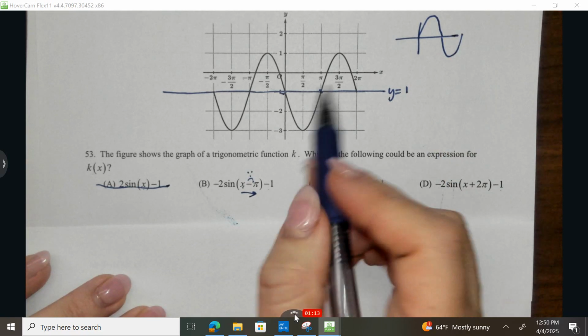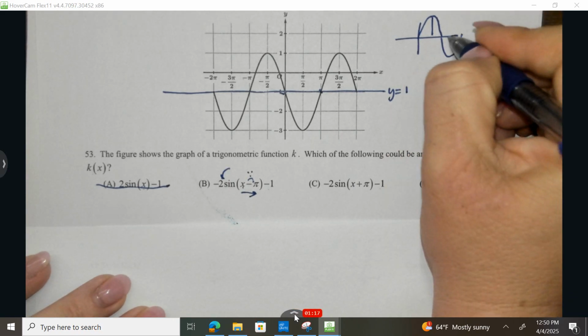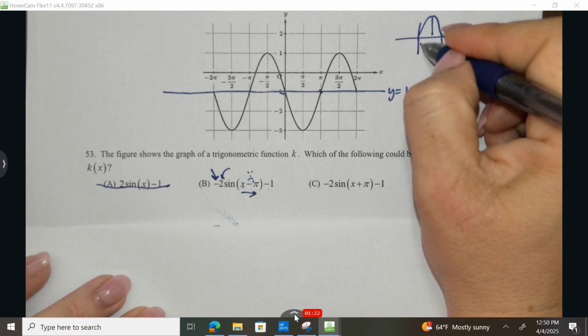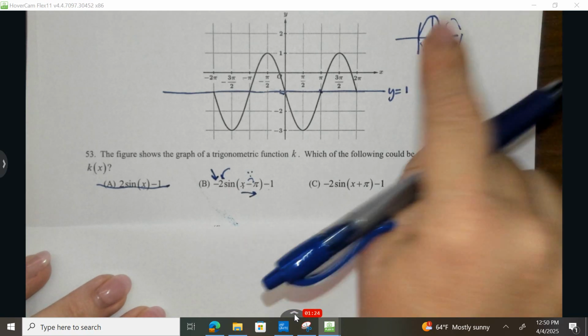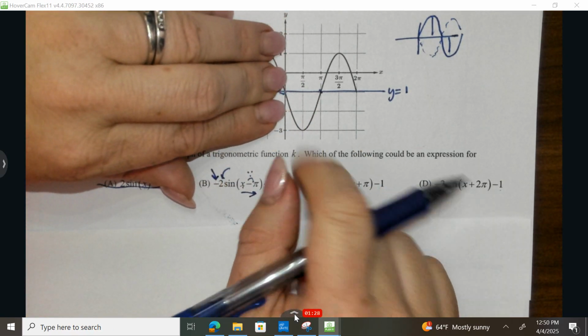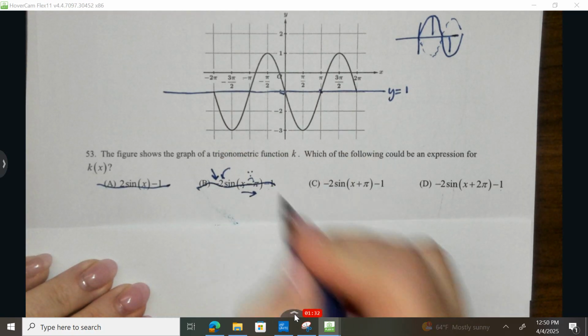Okay, but then I can see the amplitude is 2. Great, we still have an amplitude of 2, but the negative sign in front says that it would need to reflect across the midline, and that's not true. If I pulled this back to the y-axis, it's actually going up, so I can cancel out B.